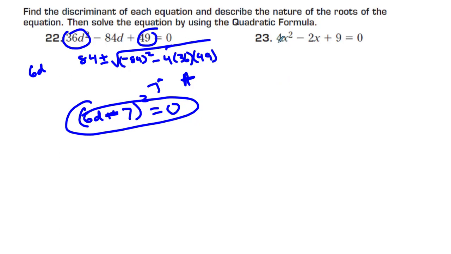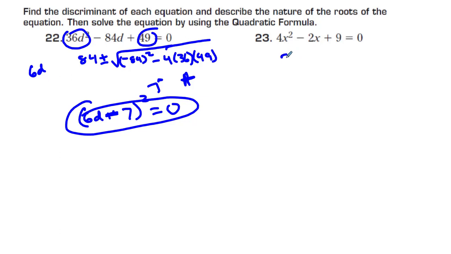Same thing. Now let's look at this one. This is a 2x, and this is a 3. 2x times 3 is 6x. There is not twice 6x in the middle. This is not a perfect square trinomial. This is one where you would probably just end up having to use the quadratic formula anyway.